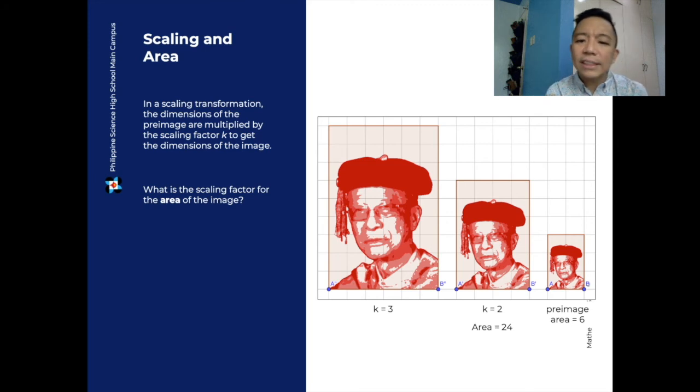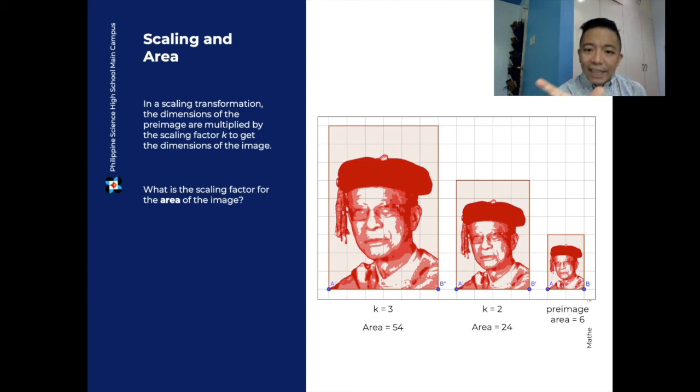If the scaling factor is 3, our dimensions of 2 by 3 became 6 by 9. What is the area of 6 by 9? 54 square units. So what do we multiply to 6 to get 54? We multiply by 9. So if the scaling factor is 2, we multiplied by 4. If the scaling factor is 3, we multiplied by 9. If the scaling factor is 4, what would we multiply to the area of the pre-image to get the area of the image under scaling by a factor of 4? If you guessed 16, that would be correct.